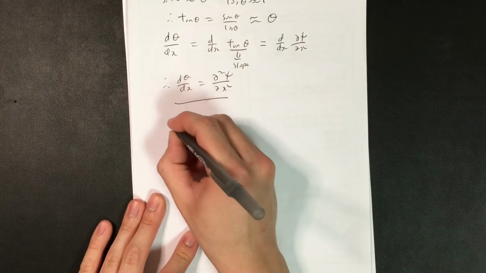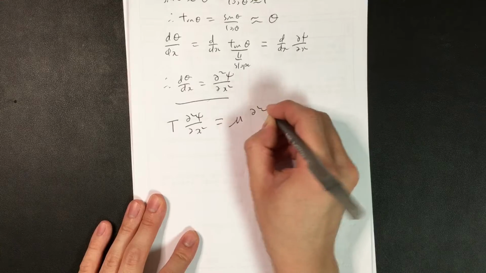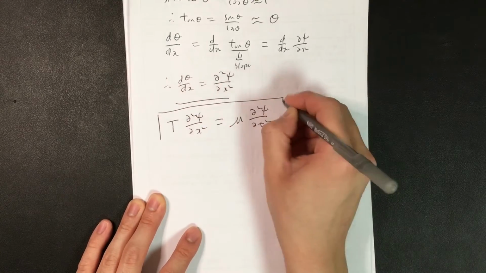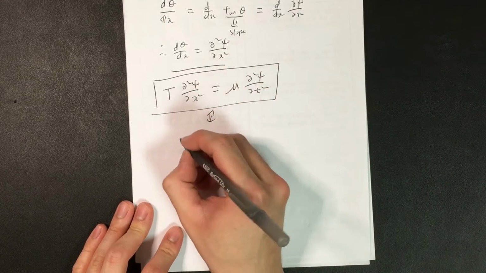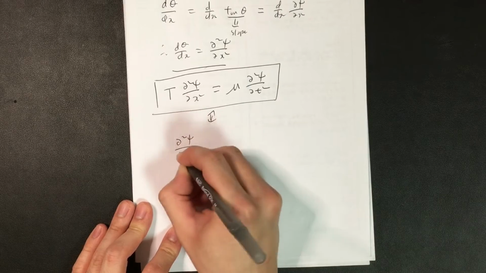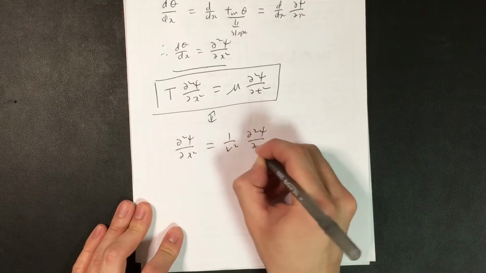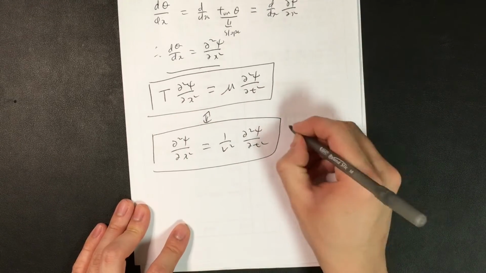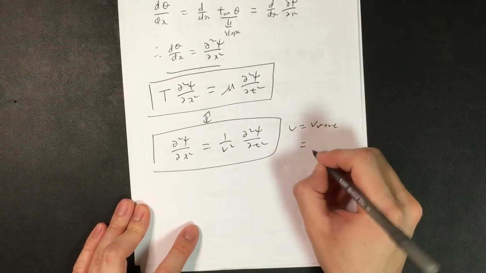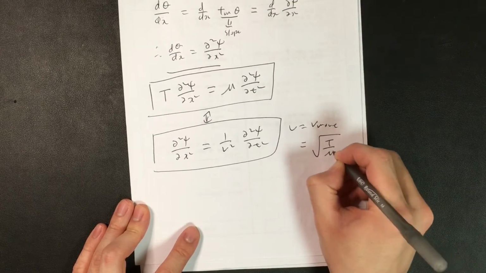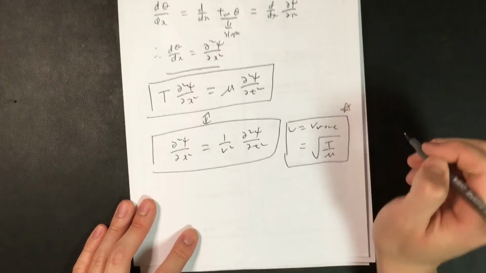Plugging this value into the equation, I get tension times d2 psi over dx squared equals mu times d2 psi over dt squared. And this equation is called the wave equation. But this equation exists in a different form as well. The other form is d2 psi over dx squared equals 1 over v squared times d2 psi over dt squared. In this case, v equals the velocity of the wave, and this velocity equals the square root of tension divided by mu. And it is very important to remember the form of the velocity of the wave as well.